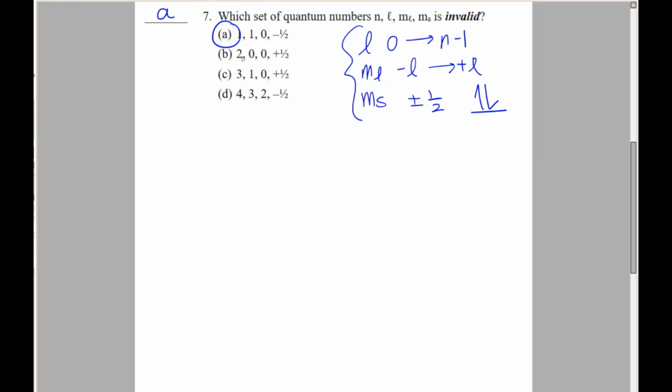For B, n is 2, l is 0, so that's within 0 to 1, so that's fine. m sub l is also 0, so that's fine. And we have positive 1/2 for the spin, and that's also fine. And you can just do that with the rest of these, and you'll find that the other choices don't really violate any of these quantum number rules. So the answer is just A.